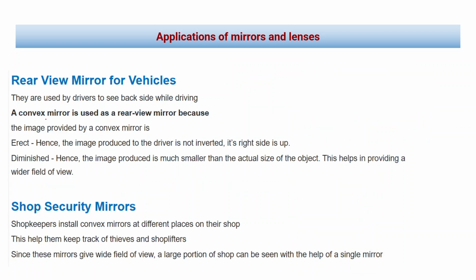The same thing is explained here. A convex mirror is used as a rear view mirror because the image formed is erect, and the image produced for the driver is not inverted but diminished, so that in a small area we can see a large view of the background.